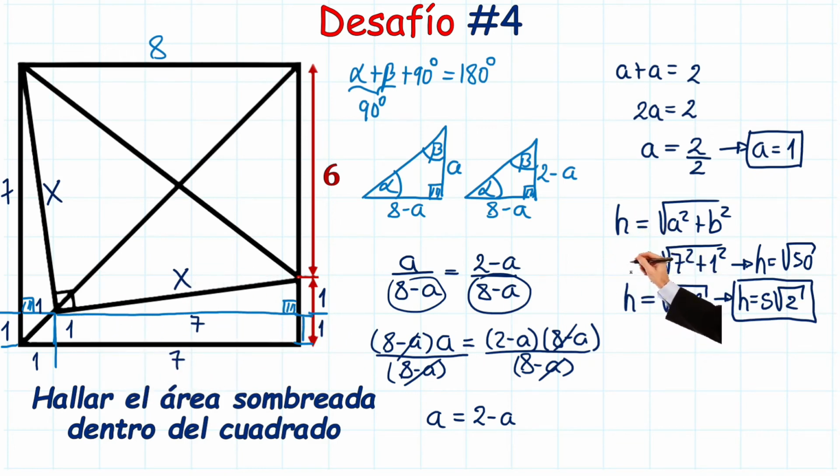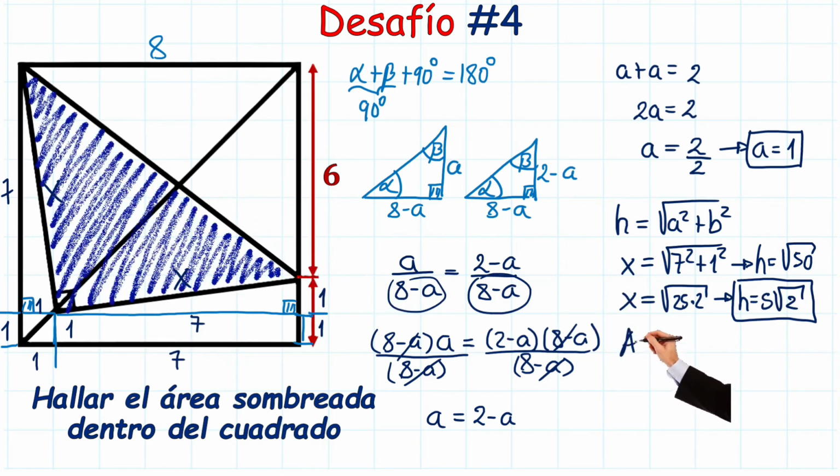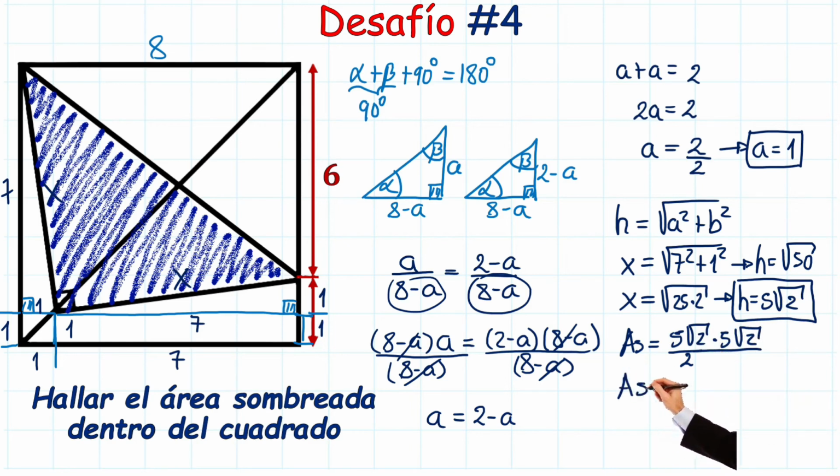We have already got this part here, which was x, right? The hypotenuse is x. Alright, so now we have the base and the height, which are the same, and we can easily find the shaded area, ladies and gentlemen. The shaded area will be equal to the base times the height divided by 2. What is the base? The base is 5 times the square root of 2. What is the height? The same. Then we write 5 times the square root of 2 by 5 times the square root of 2 all over 2.